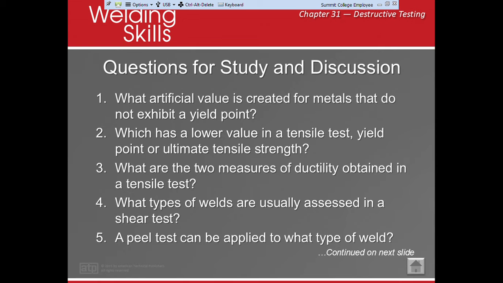What type of welds can we see at a peel test? Well, pretty much we can use all of them, but it's not for thick materials or high strength steels. So really, we're going to use it for thinner materials a lot of times, just spot.